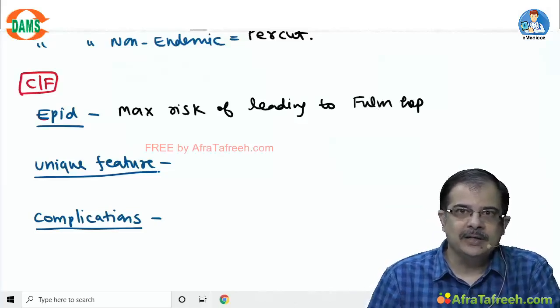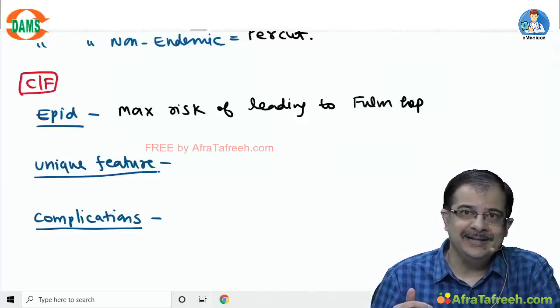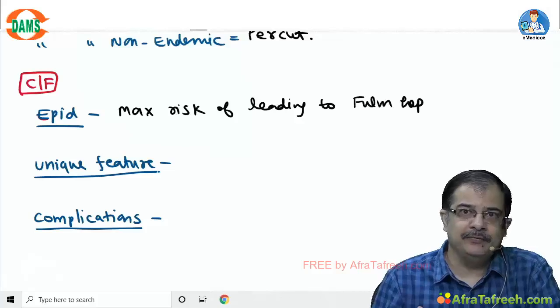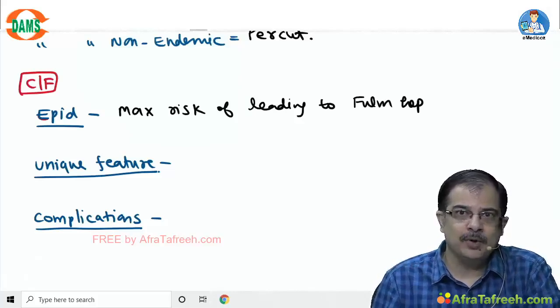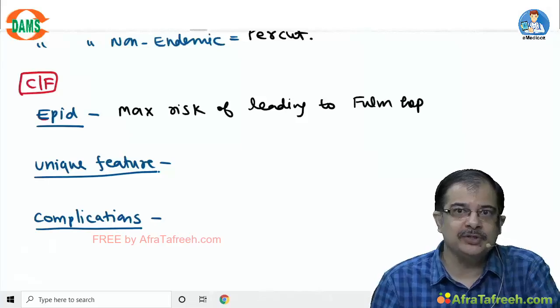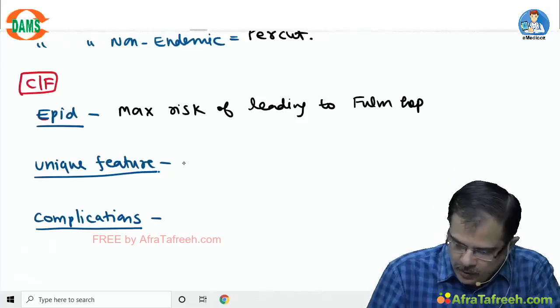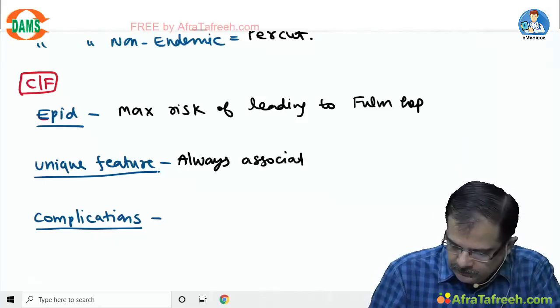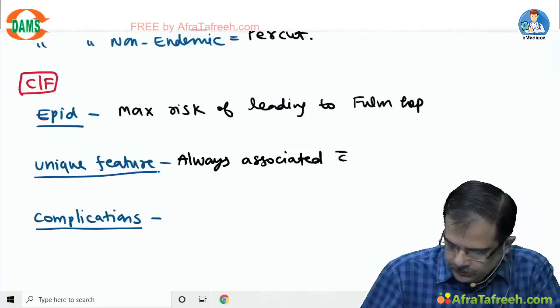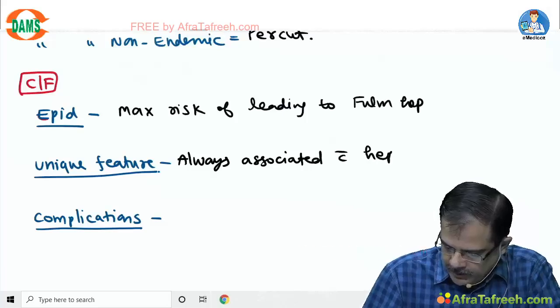Hepatitis D needs hepatitis B for its growth and replication. So actually the body is infected by two viruses, and when there are two viruses in the liver, liver damage is more. So it is always associated with hepatitis B.